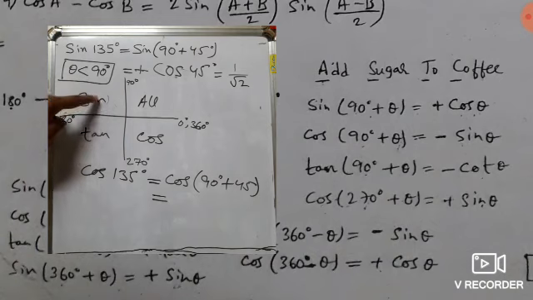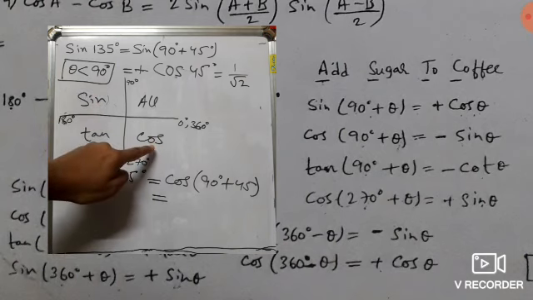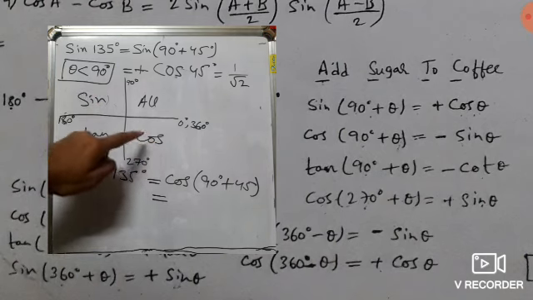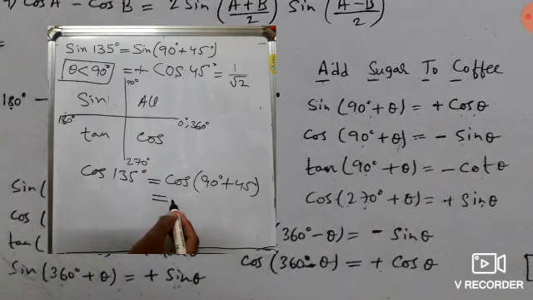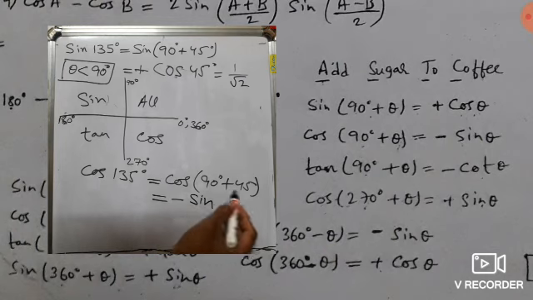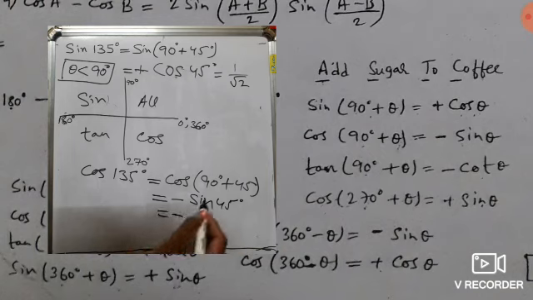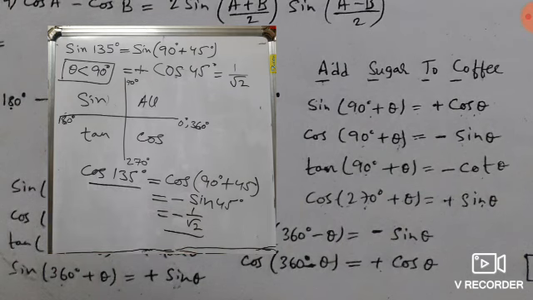means 90 plus theta lies in the second quadrant. Now in this quadrant sine is positive, but cos is negative, only sine will be positive. Cos is positive in the fourth quadrant. So in this case it will be a minus sign, and cos 90 means it will become sine theta, sine 45 degree, and the value will be minus sine 45, which is 1 by root 2. So the value of cos 135 degree is minus 1 by root 2.